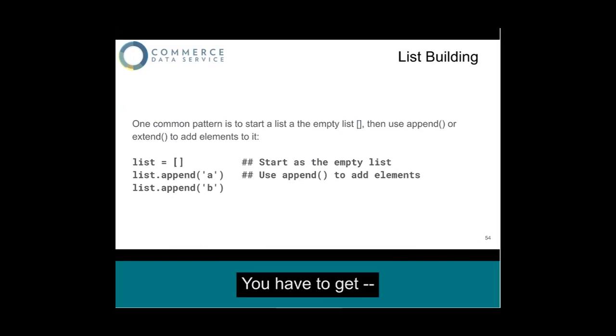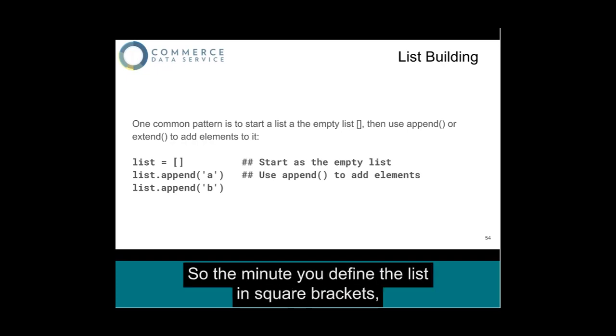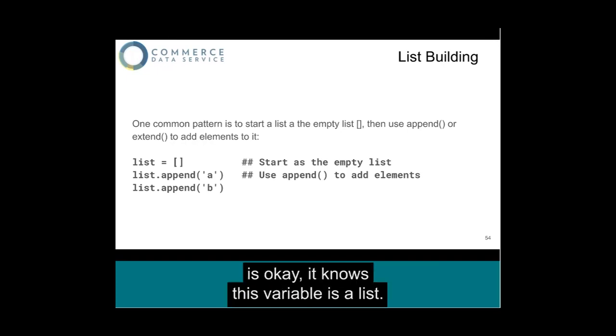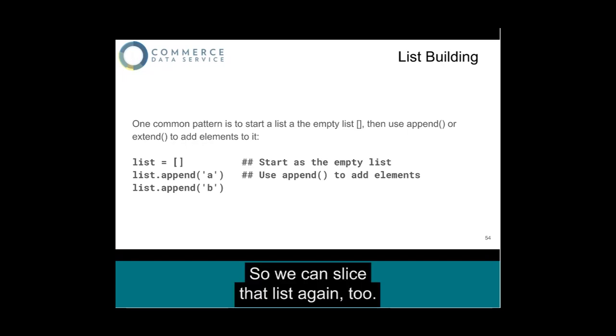You have to instantiate the variable before you start doing anything to it. So the minute you define the list in square brackets, it knows this variable is a list. Now all the methods apply to it. So append applies to it, so you can start adding things to it. So we can slice that list again too.